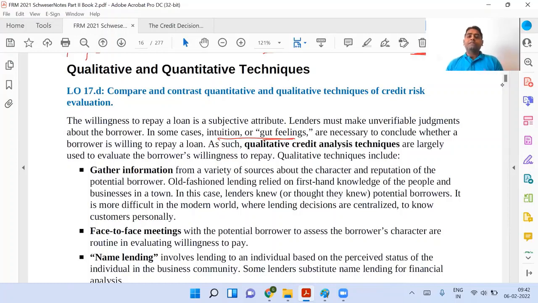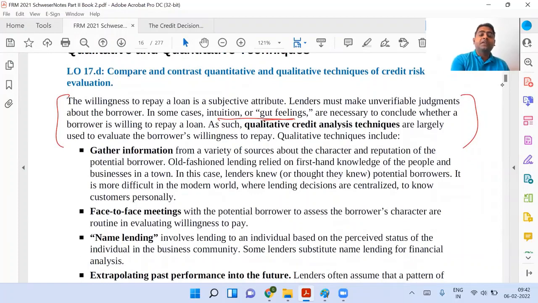Quantitative assessment is very, very easy to do. You have a set process to identify some numbers. But when we talk about qualitative assessment, it is more about subjective judgment, a gut feeling assessment, to see whether the person will be able to repay or not. And how do we do it? That has also been highlighted. The first is they gather information.